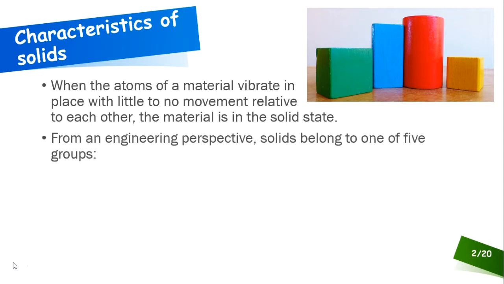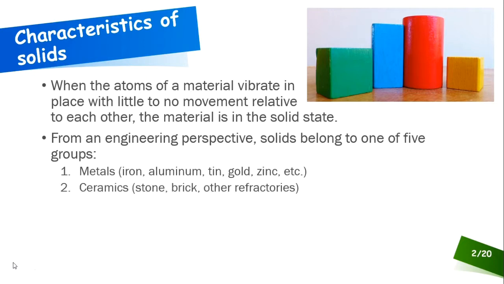Now, from an engineering perspective, there are 5 different groups or classifications of solids. First, we have metals, and these are elements like iron, aluminum, tin, gold, zinc. The list goes on. And then we've got ceramics, which are basically oxidized metals. These are your stone, your brick, other refractory materials. Then we've got polymers: plastics, resins, rubber. These are the materials that stretch and bend and form. If you've ever played with silly putty or Play-Doh, these are examples of polymer materials.